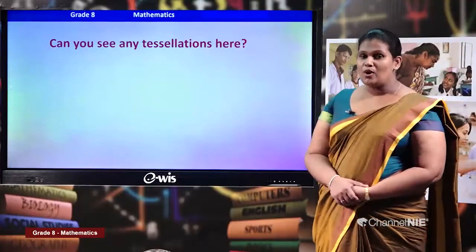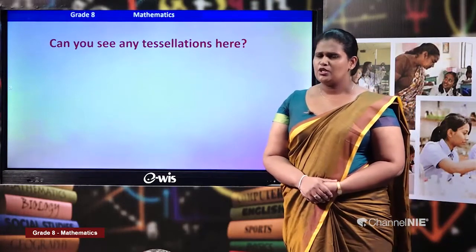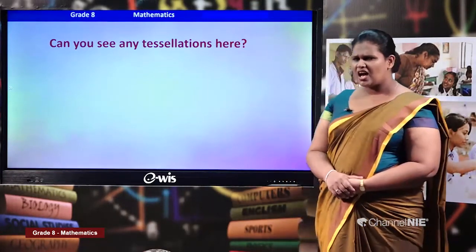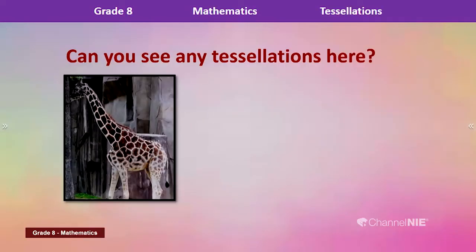Right. Now, I am going to give you some pictures. Just check whether you can see a pattern there. Are these tessellations? We will see. Here we can see a giraffe in this picture. So, we can see a pattern in his skin. So, is it a tessellation? Just think a little bit.